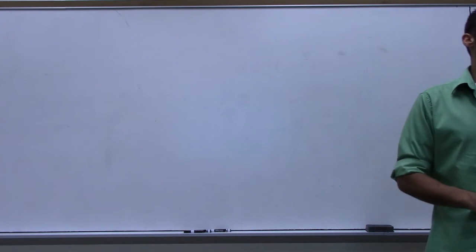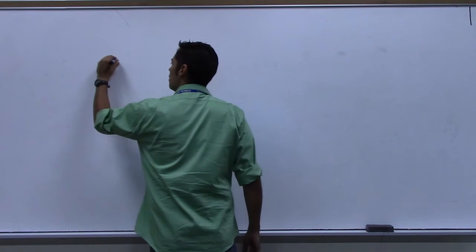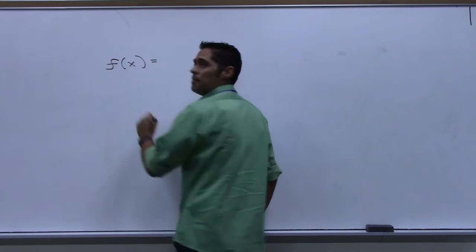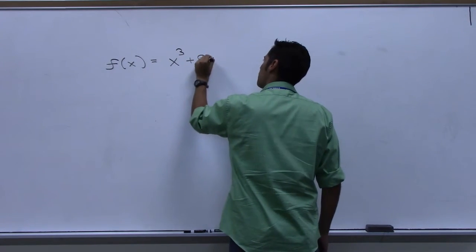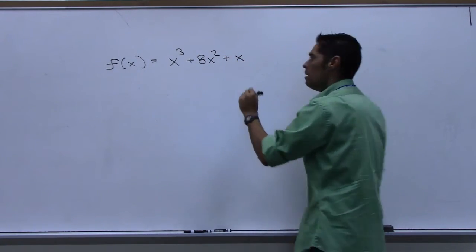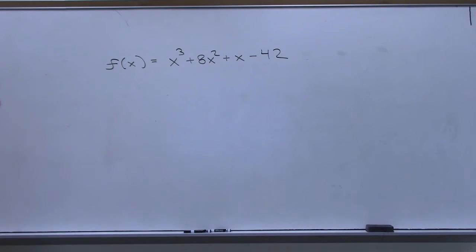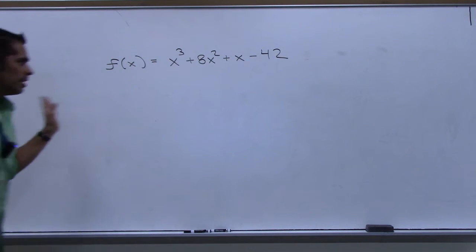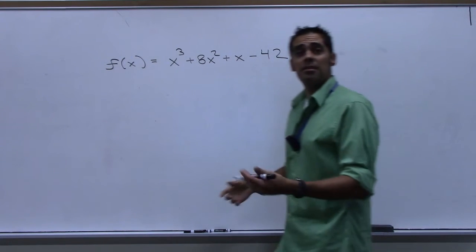All right, so sometimes we run into polynomials that we can't factor. So I'm going to give you one up here: x cubed plus 8x squared plus x minus 42. If my instructions to you were to sketch this, everyone would be like, okay, great. The degree is odd, the leading coefficient's positive, the left side goes down, right side goes up. You'd be in business. Then you get to the x-intercept part.